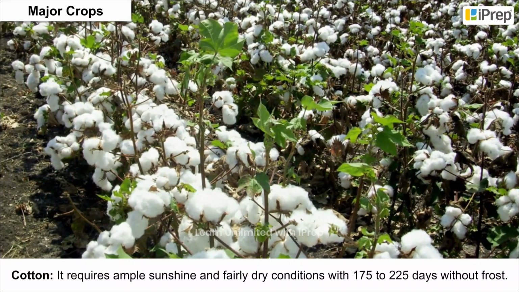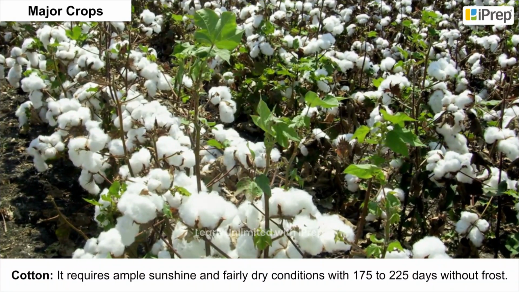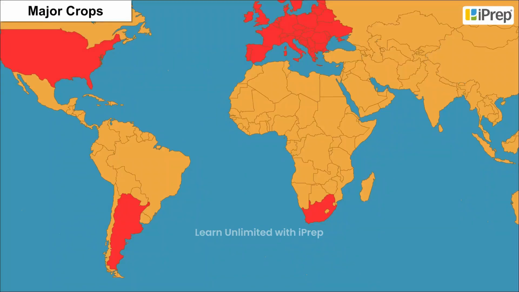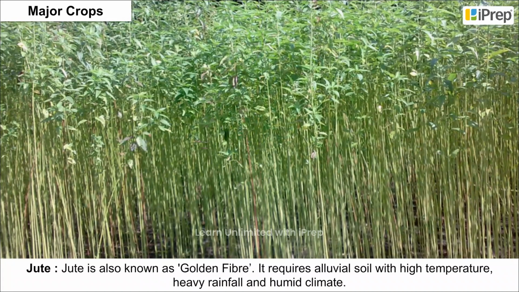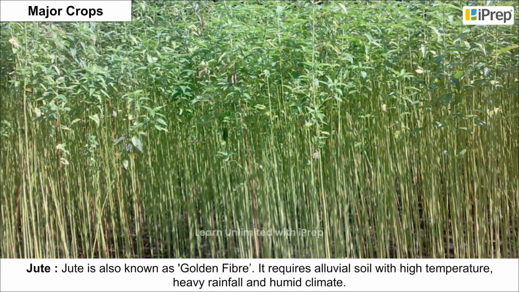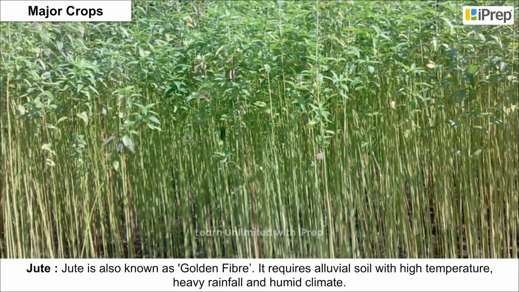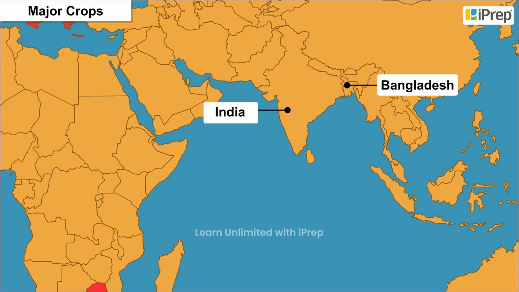Cotton. It requires ample sunshine and fairly dry conditions with 175 to 225 days without frost. Majorly grown in USA, India and China. Jute. Jute is also known as golden fiber. It requires alluvial soil with high temperature, heavy rainfall and humid climate. It is best grown in tropical areas of India and Bangladesh.